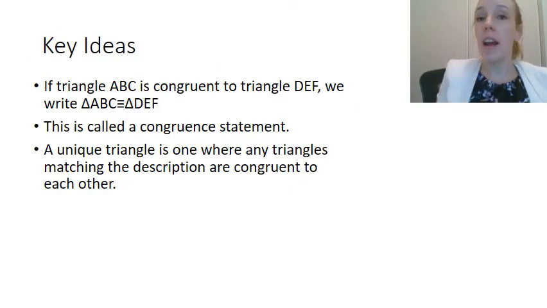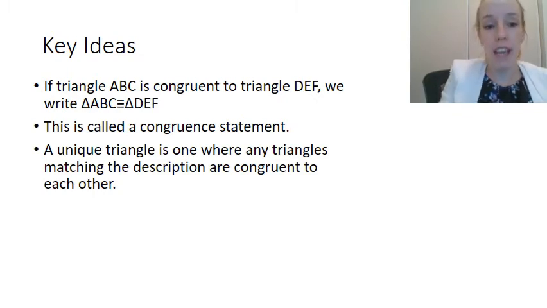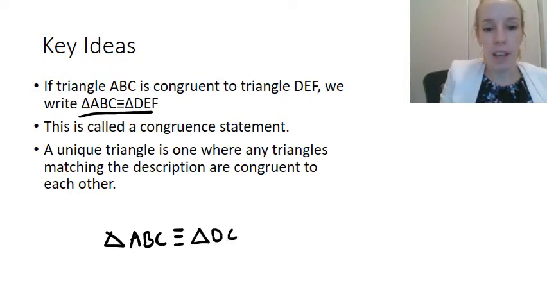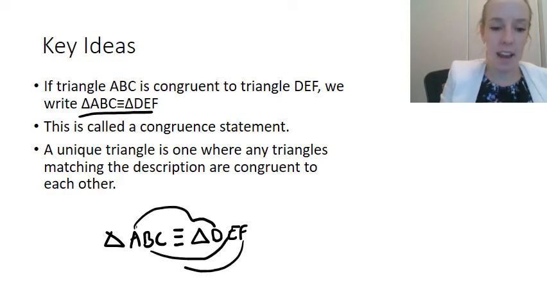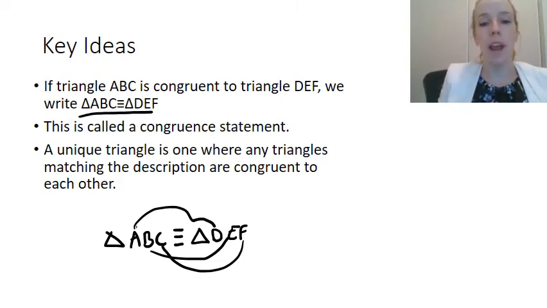So if a triangle is congruent to another triangle, we can write a congruent statement. For instance, if triangle ABC is congruent to triangle DEF, we would write a congruent statement like this: triangle ABC is congruent, using our symbol, which is like an equal sign with an extra line, to triangle DEF. When we write these congruent statements, we try to match up the matching sides. So A should correspond to D, B to E, and C to F. That's usually the conventional way of doing it. A unique triangle is one where any triangles matching the description are congruent to each other.